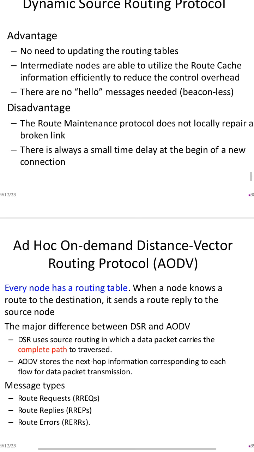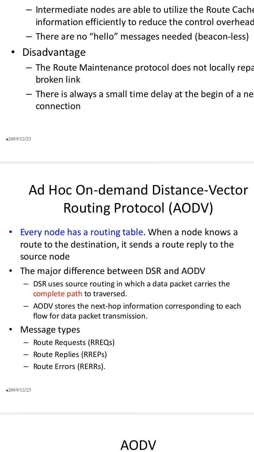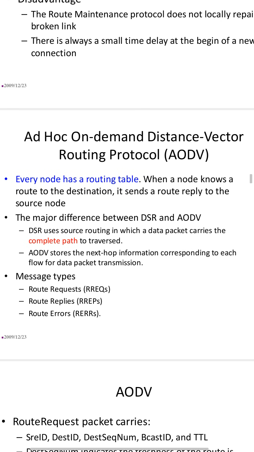Another protocol is AODV, the ad hoc on-demand distance vector routing protocol. Here AODV is also an on-demand routing protocol. Here every node maintains a routing table. When a node knows a route to a destination, it sends the route reply to the source node. Okay, this is the main intention in the AODV routing protocol.